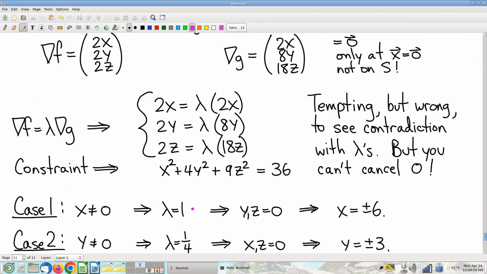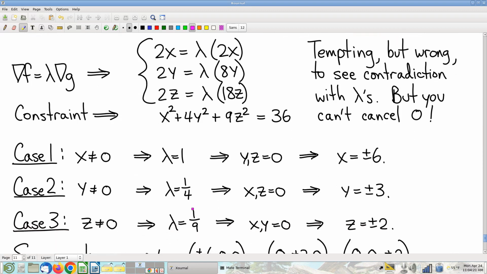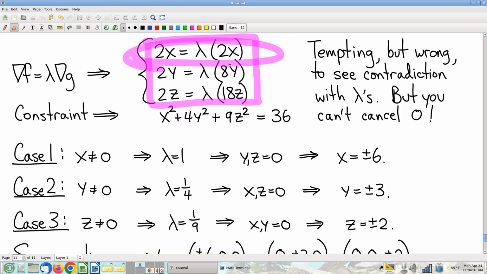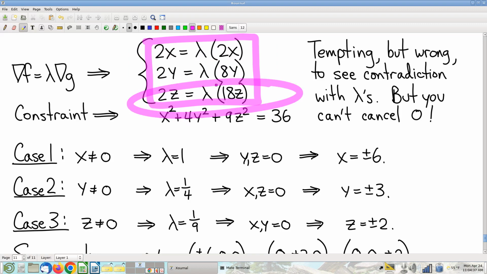Again, a lot of the preliminaries are all the same. What do we do with this? Now, a very easy mistake to make. A lot of students will look at this and say, okay, well, lambda has to equal 1. But lambda also has to equal 1/4. And, while we're at it, it also has to equal 1/9. Lambda cannot equal all three of these different numbers.